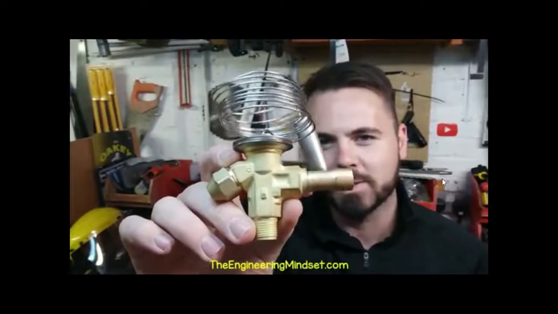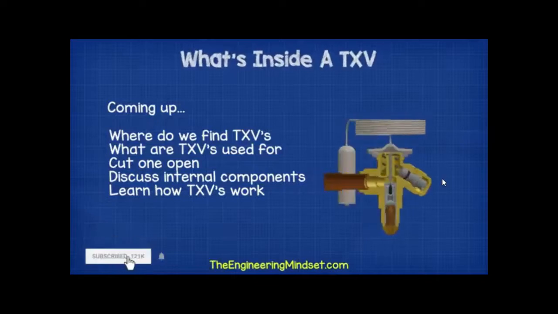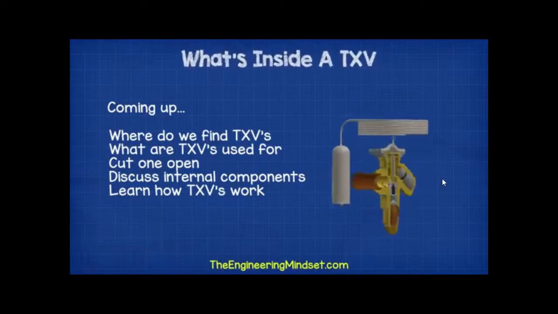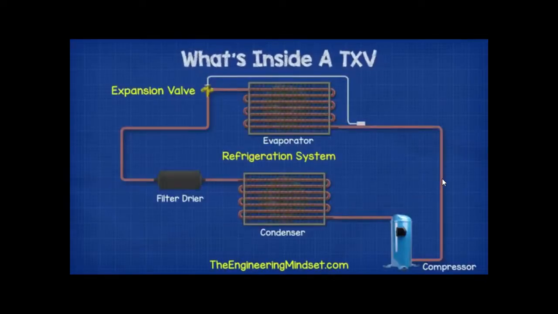These are thermal expansion valves by Danfoss. Coming up, where do we find them, what are they used for, and then we'll cut one open and discuss the internal components and how they work. Expansion valves sit between the condenser and the evaporator in a refrigeration cycle.